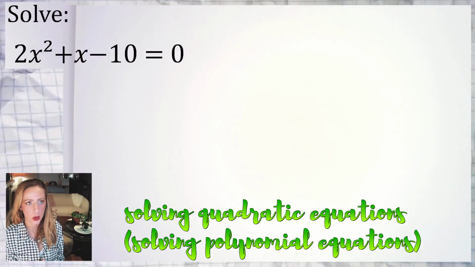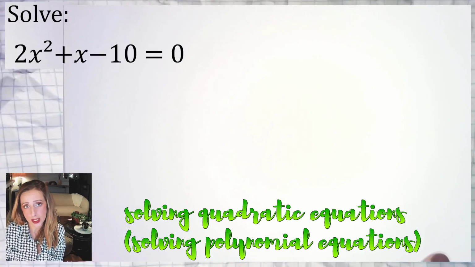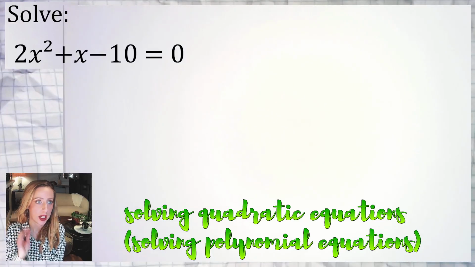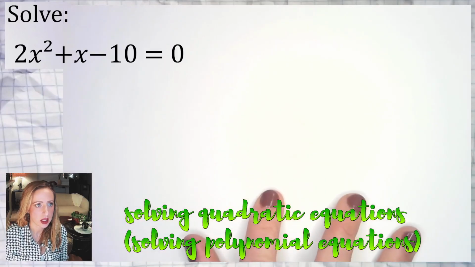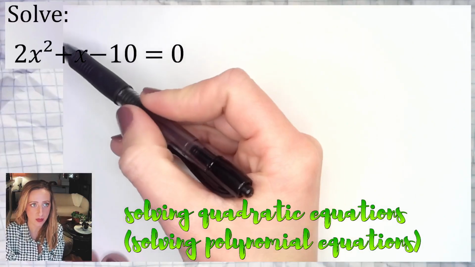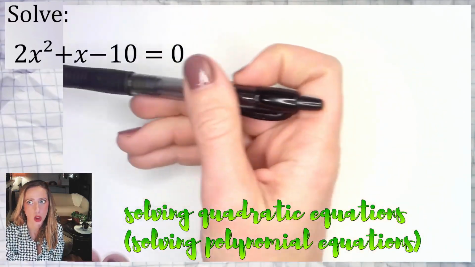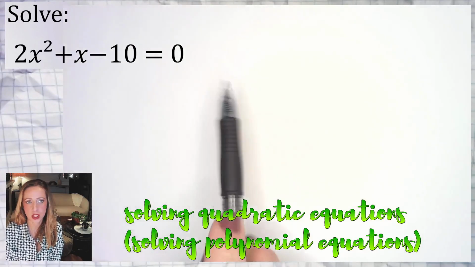Hey everybody, here we have an example to solve. This is a quadratic equation. In fact, this is a quadratic trinomial of the group of polynomial equations. Quadratic gets its name because the largest exponent is 2, and trinomial because we have 3 terms, equation because we have an equal sign.